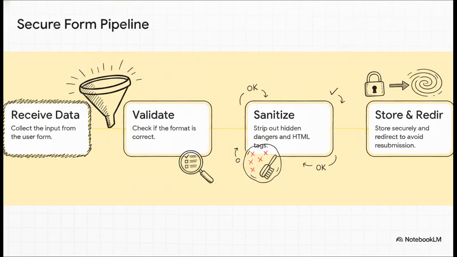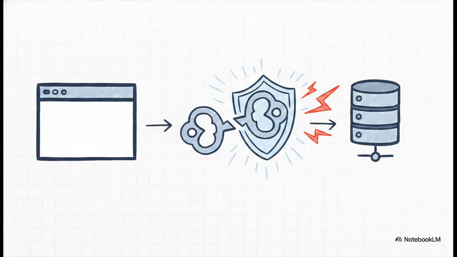What this means is your secure form handling pipeline needs to follow these exact steps every single time. 1. Receive the input. 2. Validate its format to ensure it's what you asked for. 3. Sanitize it to strip out any hidden dangers. And 4. Store it securely before immediately redirecting the user. That last step, the redirect, is absolutely crucial. By redirecting the user after a successful form submission, you prevent them from hitting refresh and, say, accidentally buying that same product twice. Additionally, implementing session tokens is a real game changer.